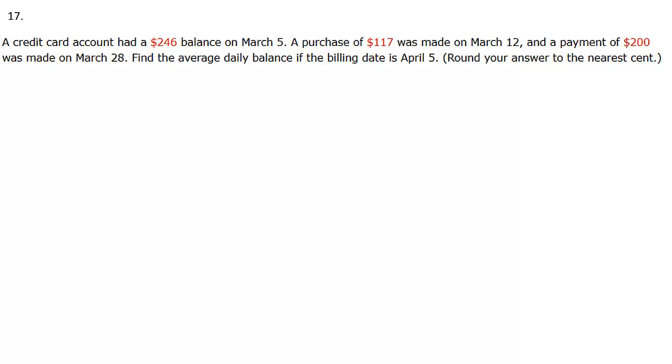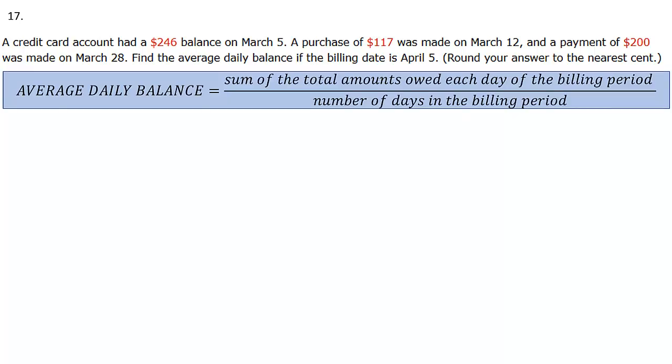As I mentioned in the previous problem, finding the finance charge is very easy if you know the average daily balance. So whenever you don't know the average daily balance, that's really the hardest part of the problem. So this problem is actually asking you to calculate an average daily balance. So let's do it. The average daily balance is actually the sum of the total amounts owed each day of the billing period divided by the number of days in the billing period.